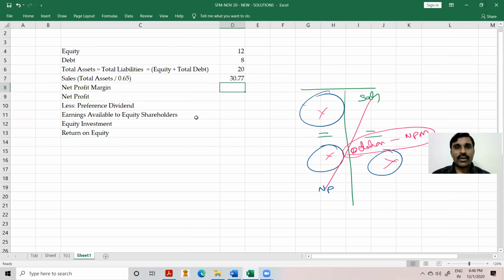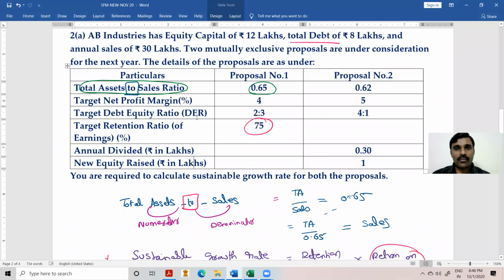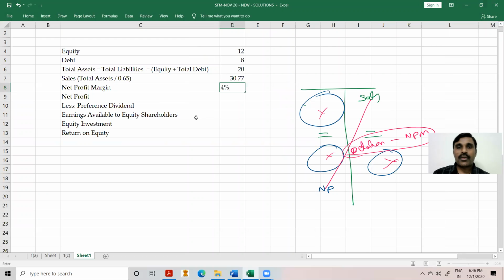What is the net profit margin they have given? Net profit margin they have given is 4%. So therefore, net profit will be 1.23. And what is the preference dividend? No information is given. Therefore, 0. Net profit minus preference dividend is 1.23. And what is my equity investment? Equity investment is 12 lakhs.